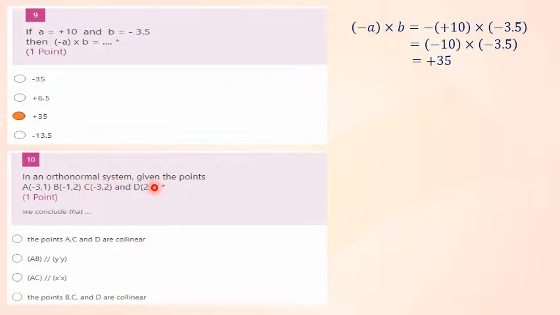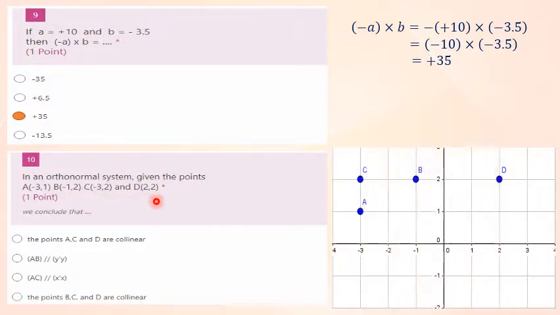In an orthonormal system, given the points A minus 3, 1, B minus 1, 2, C minus 3, 2, and D 2, 2. If I draw an orthonormal system and plot points A of abscissa minus 3 and ordinate 1, B minus 1, 2, C minus 3, 2, and D 2, 2, can I say that A, C, and D are collinear? What do you mean by collinear? They are points that belong to the same line. A, C, and D cannot belong to the same line, so it's not correct.